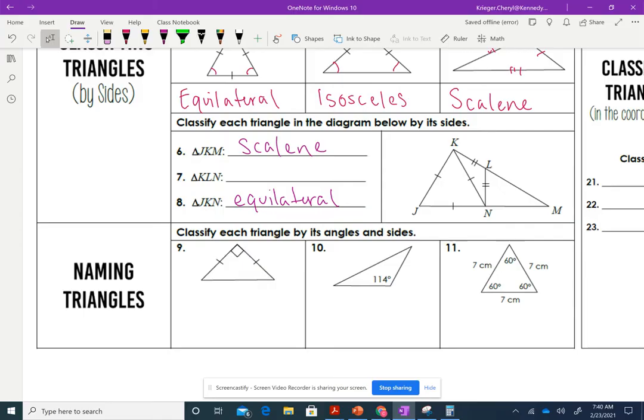Okay, so number 9 through I think 12 or 13 or 14, we're classifying each triangle by its angles and sides. So number 10, all we know about that triangle is one of its angles is 114 degrees. And 114 is greater than 90. So it's an obtuse scalene triangle.